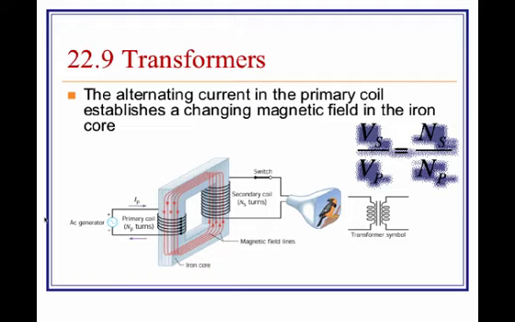Now, the ratio of the voltage between the primary coil and the secondary coil is related to the number of turns around the iron core on each. So you have the voltage of the secondary coil divided by the voltage of the primary coil is equal to the number of turns on the secondary coil divided by the number of turns on the primary coil. So it's just a ratio between the two, so you can have a step up or a step down transformer, which I'll talk about a little bit more in a second.